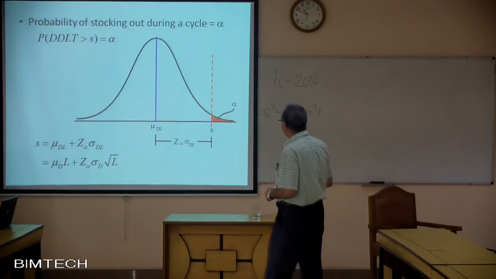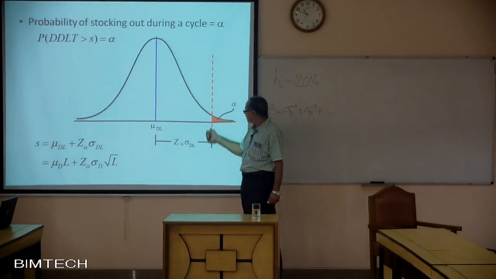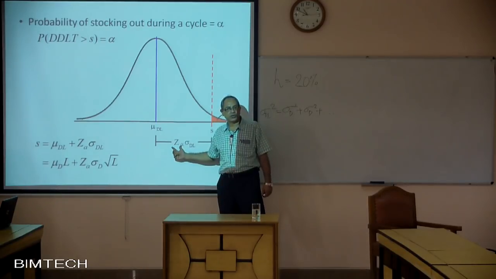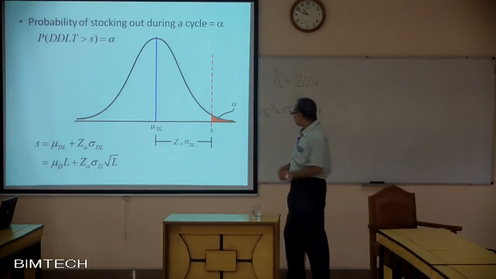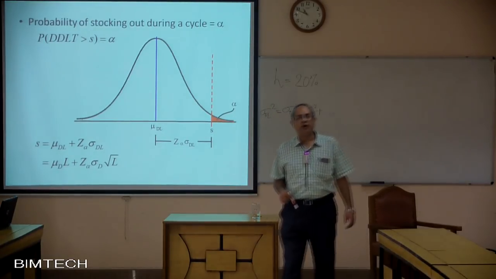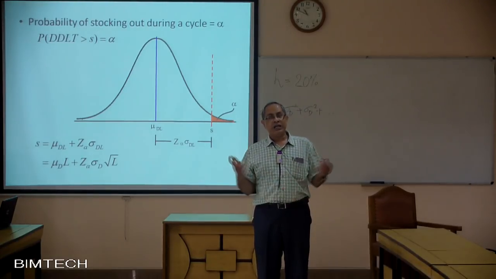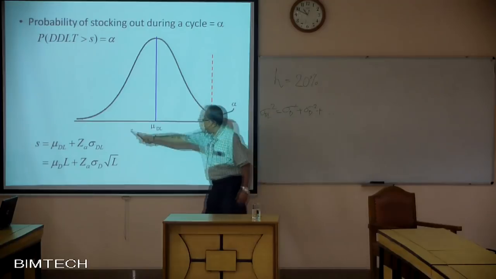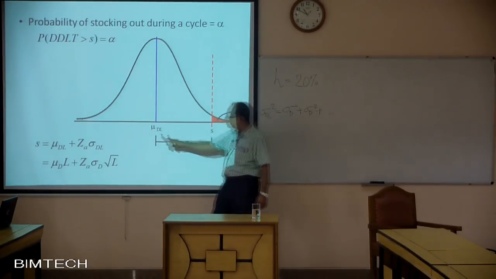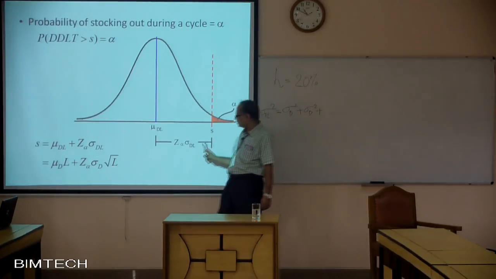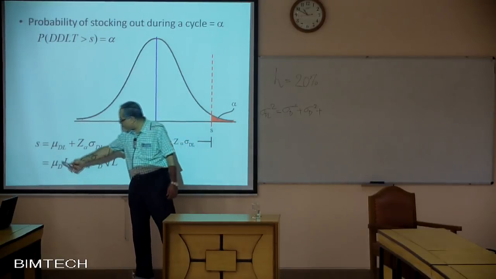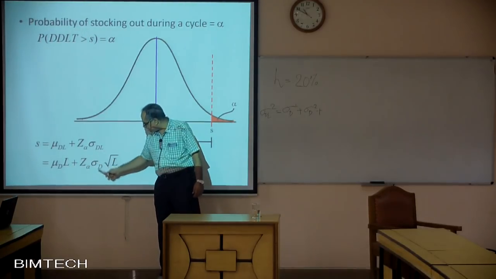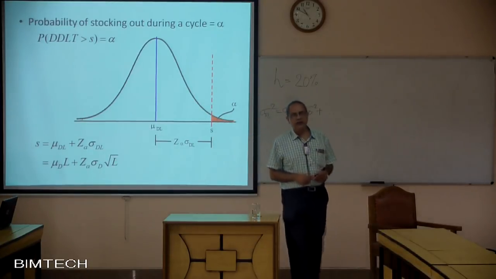Okay? So fairly simple. So how do we know what is this level of S? How many standard deviations have we moved to the right of the mean? We have moved Z standard deviations to the right. And therefore, we call that Z alpha. And Z alpha can easily be determined from the standard normal distribution, if we know the value of alpha. Very simple. And therefore, what is my S? My S is mu dl plus Z alpha sigma dl. Mu dl, we have already seen, is mu d times L, and sigma dl is sigma D times square root of L under the assumption that the demands are independent.